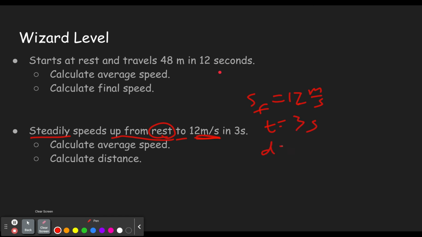So what are we missing? We don't know what D is, and we don't know what S average is. Okay, well, we know that we can figure out S average from the final speed. S average equals S final divided by 2, right? Because if it gets to 12 by the end, it must have been at 6 halfway through, right? We plug in 12 meters per second divided by 2 equals 6 meters per second. Okay, so the average speed is 6 meters per second.